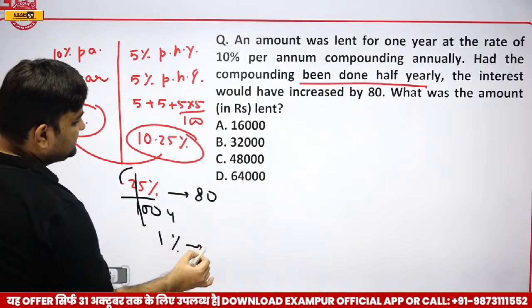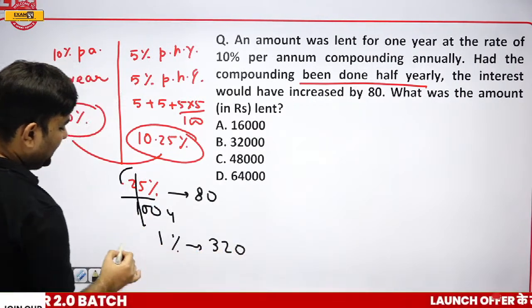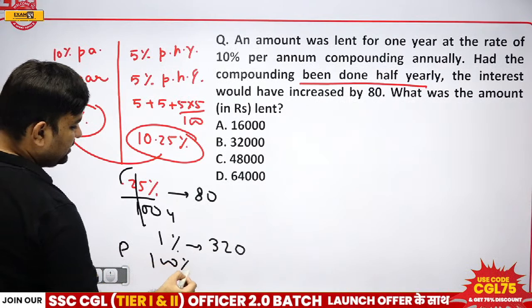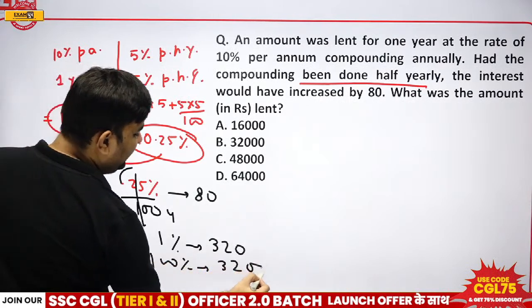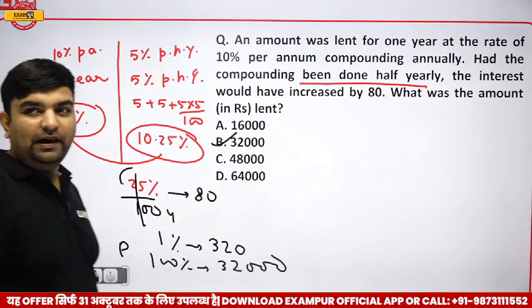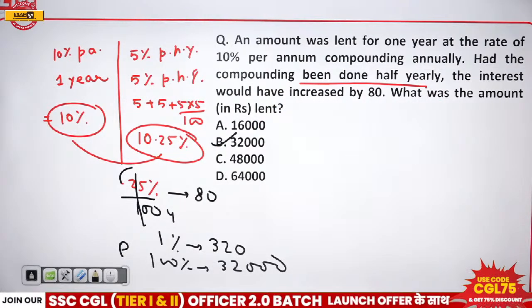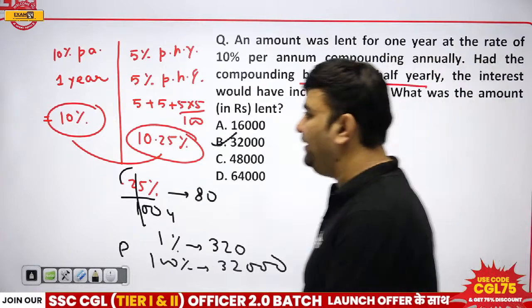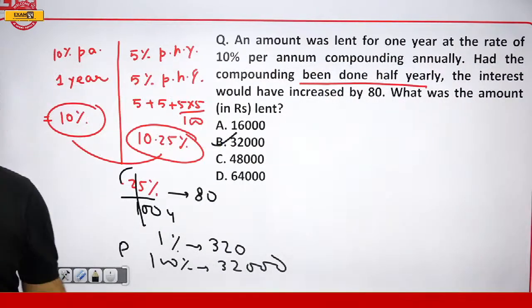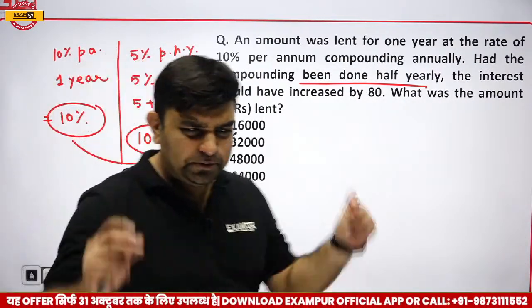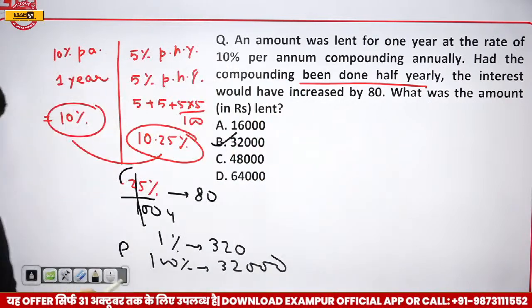One percent is 320. So principal is 100%, 32,000, my dear. 1% is 320. So principal is 32,000, my dear. It's 32,000 is the exact answer. Very good. Let's move on.